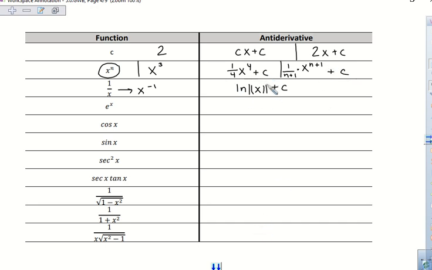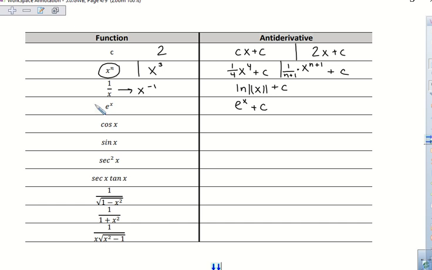That's because what is the derivative of ln of x? You guys remember that one? 1 over x. So it's just working backwards from the derivative, correct? All right, what is the derivative of e to the x? E to the x. So what do you think the antiderivative of e to the x is? E to the x plus c, very good. E to the x doesn't change when we differentiate it or antidifferentiate it.